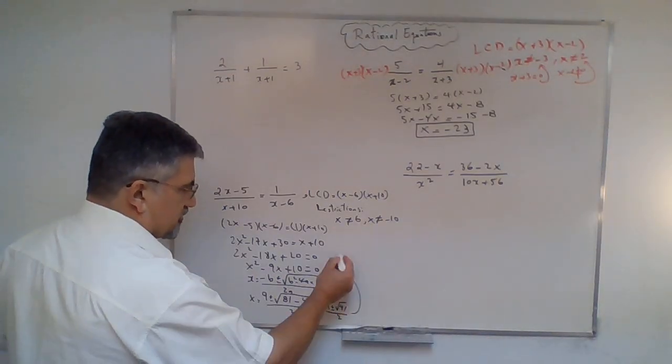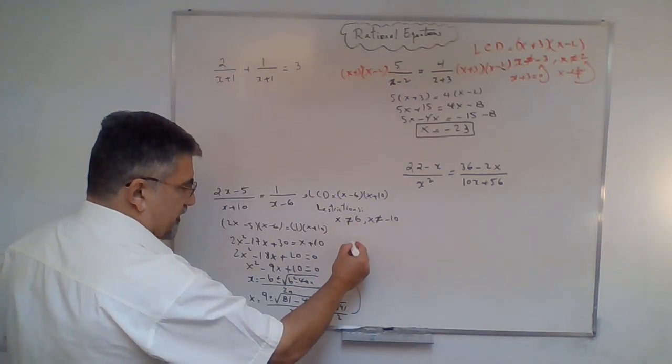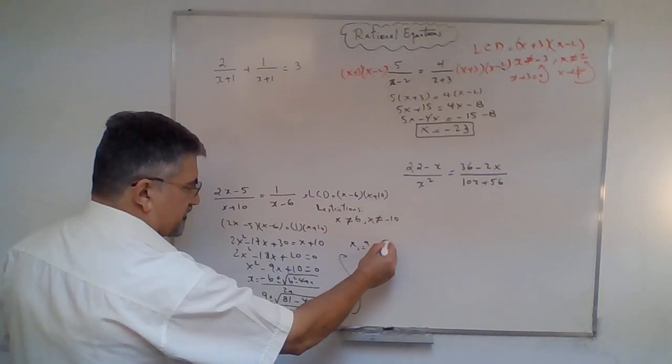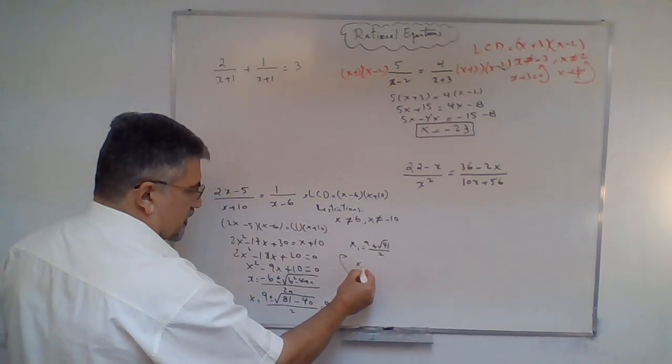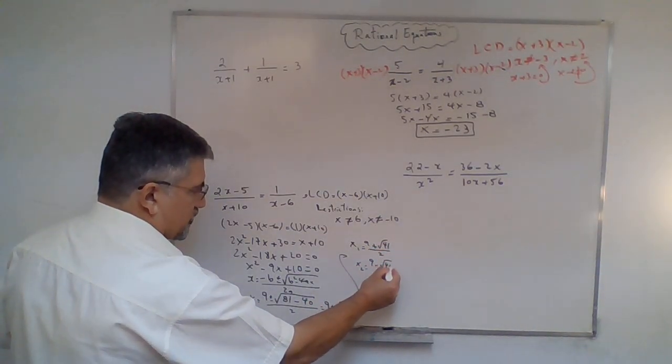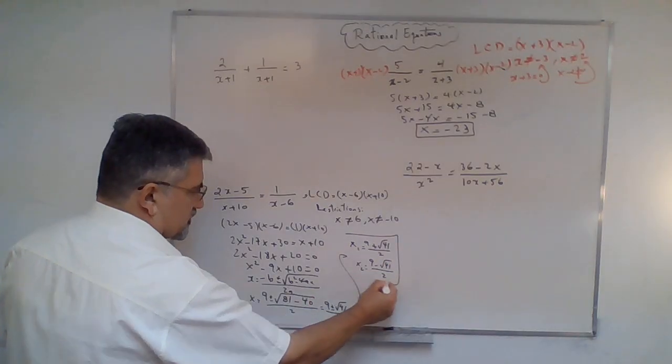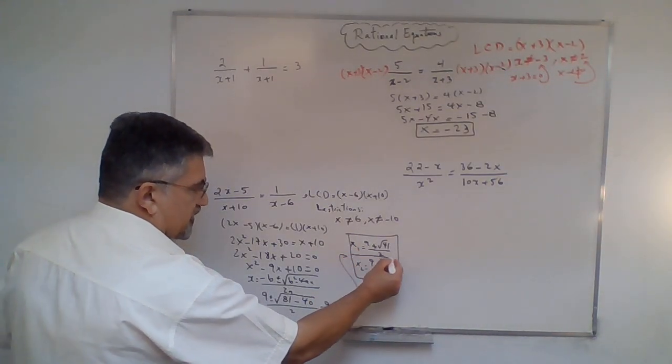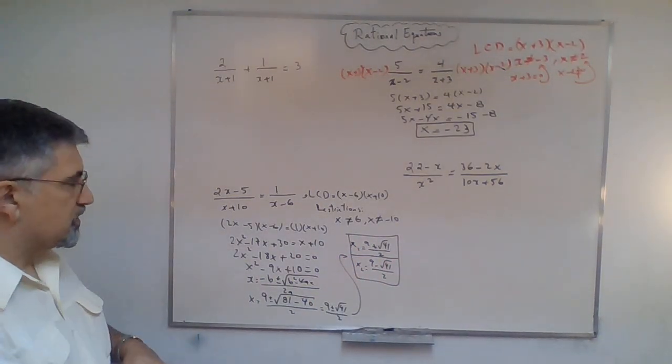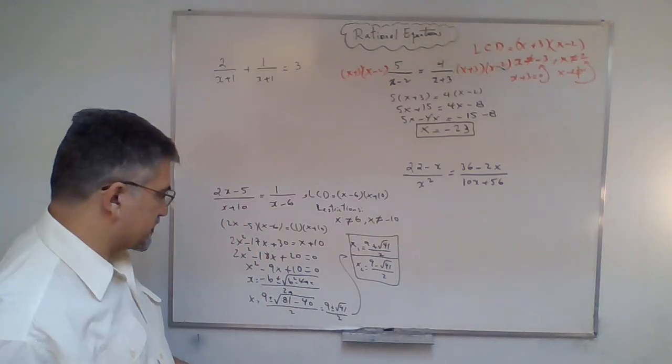So we ended up with two solutions. x sub 1 is 9 plus root 41 over 2. The other one is 9 minus square root of 41 over 2. So we end up with two irrational solutions for this rational equation.